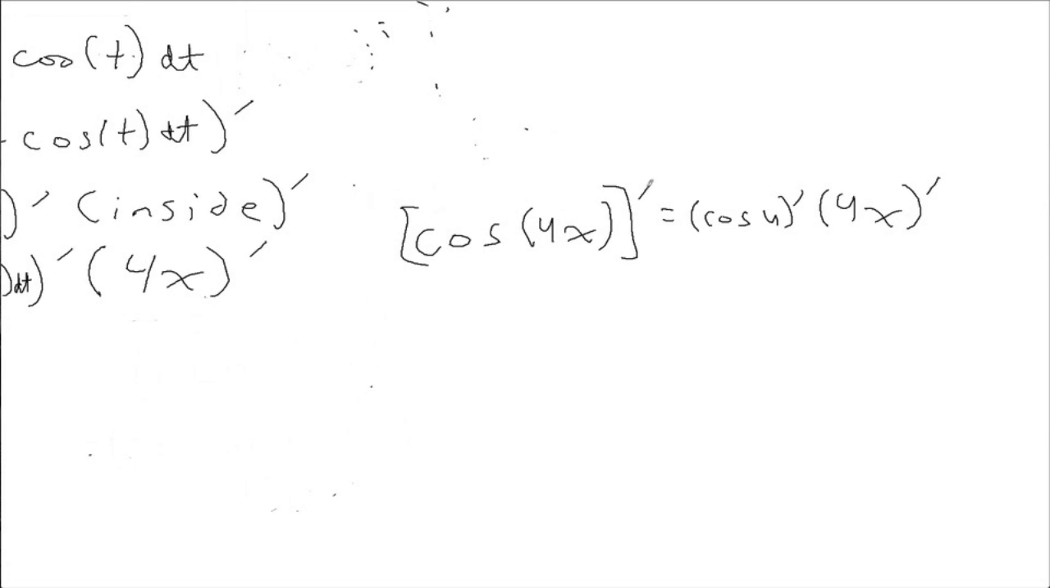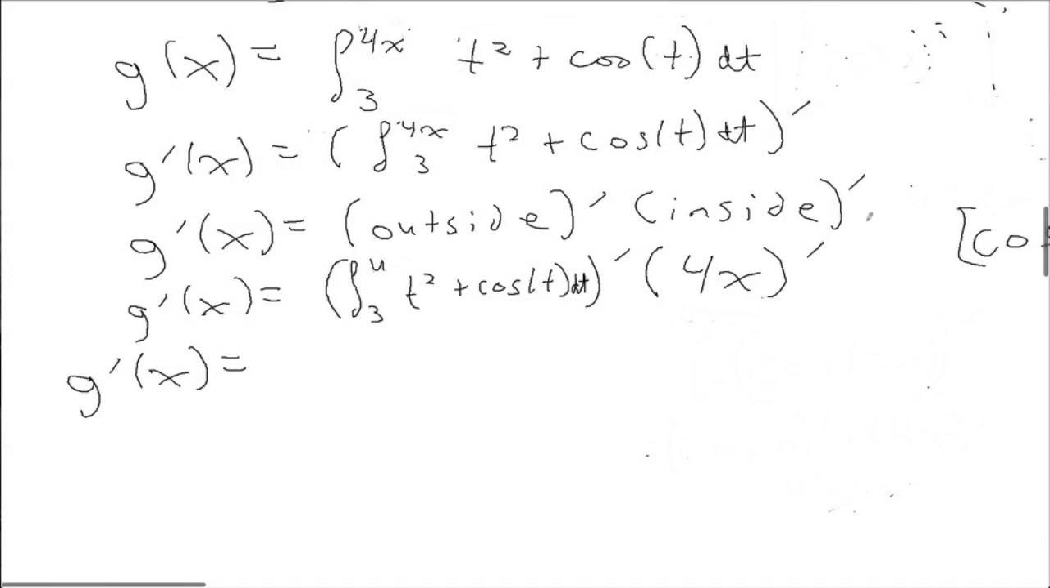This symbol means the derivative with respect to x. But what we learned in the past is that this symbol means the derivative with respect to u. When we're using this notation for the chain rule, this is the derivative with respect to u. And we're going to apply that same pattern here.